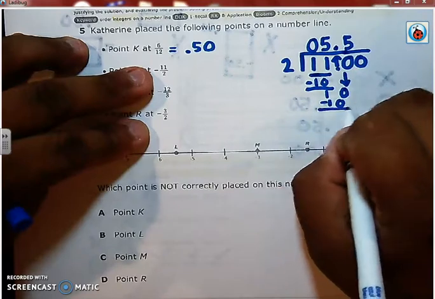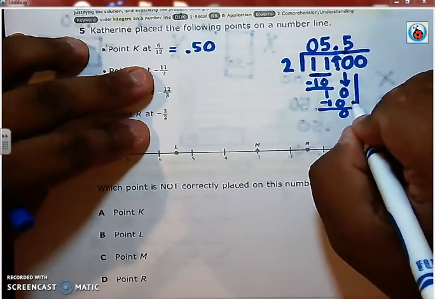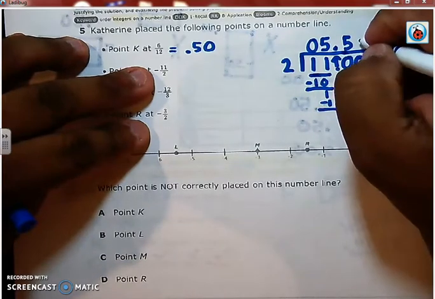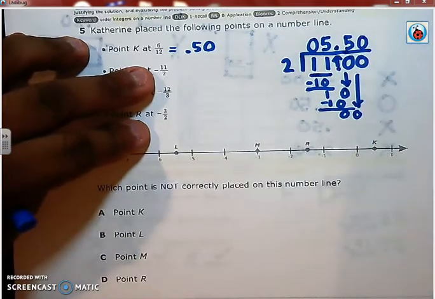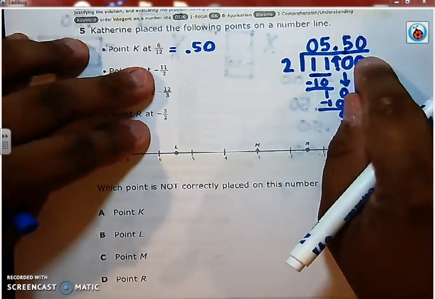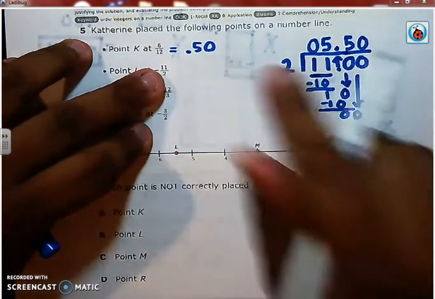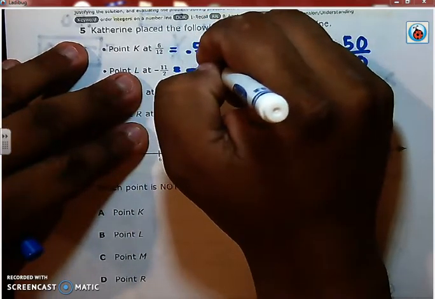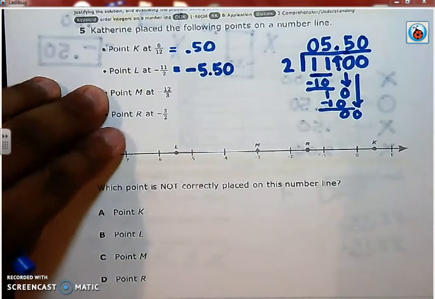That's 10. Sister subtract. 0. Brother bring down. I have no controllers. Can 2 people play? No. So I end up with $5.50. But it's a negative. So negative $5.50 for point L.